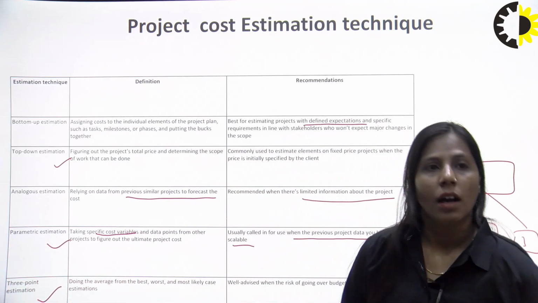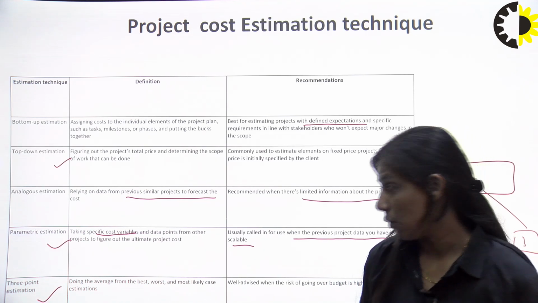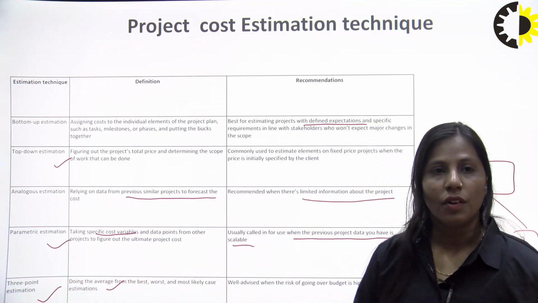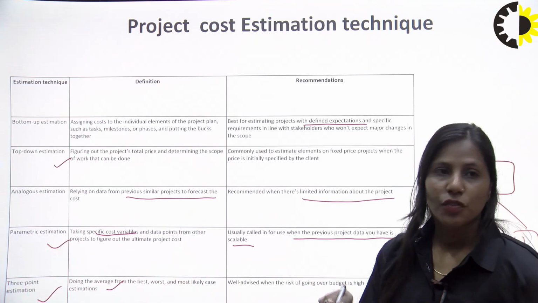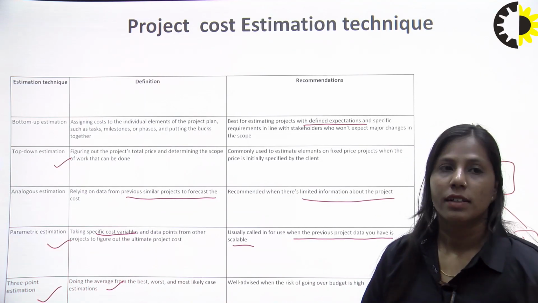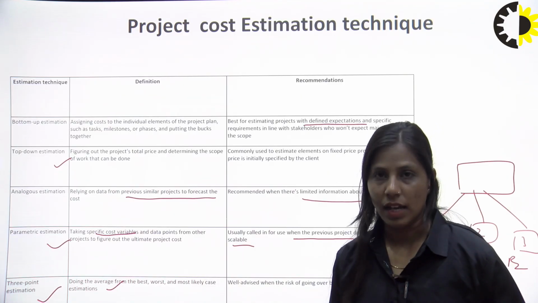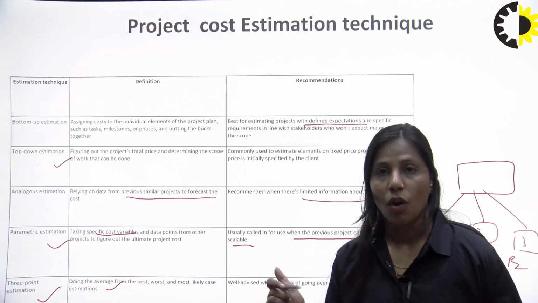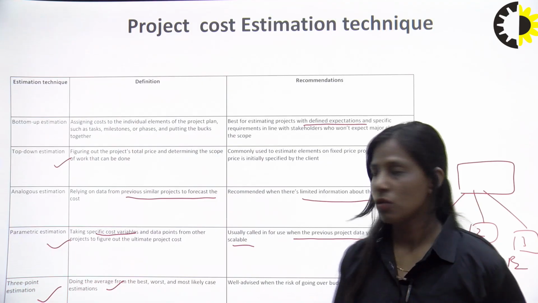In this, what we are doing is calculating on the basis of the average of the best, worst and most likely cases estimation. So this is the average of the 3 cases. Which ones? The best case, the worst case, and the most likely case. So these are the 3 cases we are estimating. On the average of the 3, we calculate the cost.